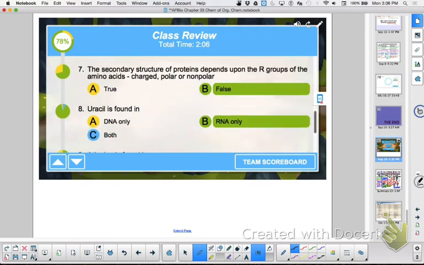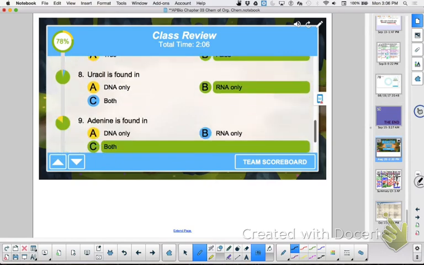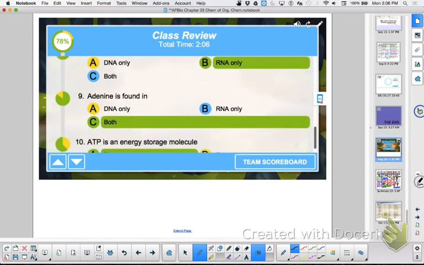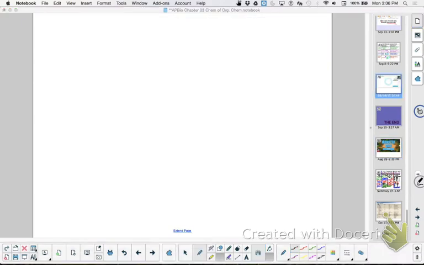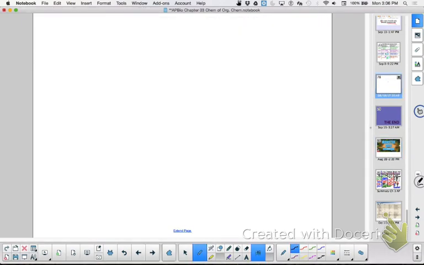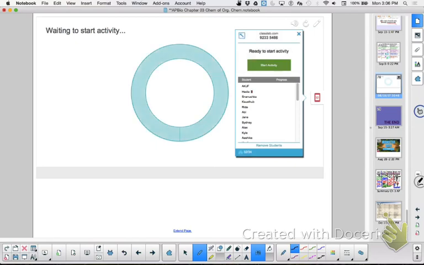Uracil is found in RNA only. Adenine is found in both, and ATP is the energy source. Good job. And if you would like, I have one more. I don't know if you got a chance to do these in class or not, so I'll throw them out there. Here are some other questions for you to answer. Go ahead.